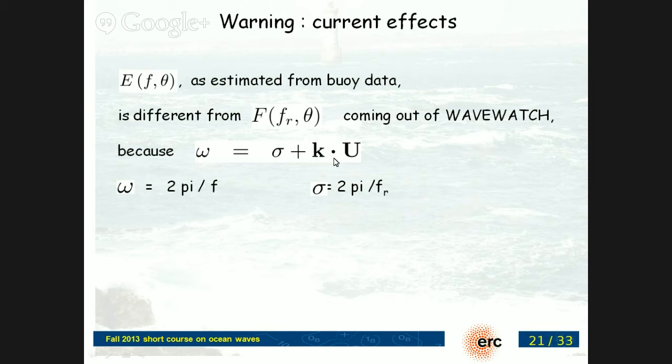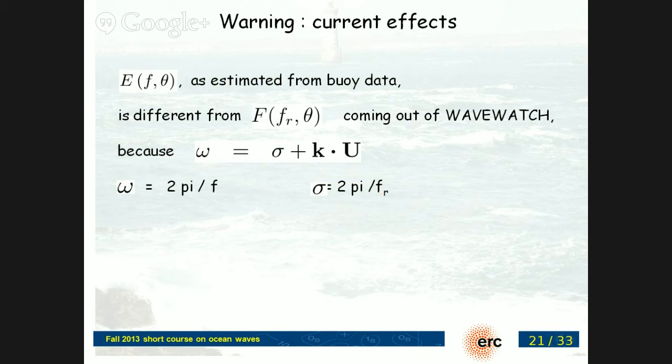And typically in WaveWatch, we will be solving the wave spectrum, but the wave spectrum will be in a frequency fr, the relative frequency. So fr corresponds to sigma. So sigma is 2 pi times fr. But if you're working with a buoy or with a pressure gauge, you're actually measuring the frequency, which is this one. So if you work in an area with strong currents, or you're working at high frequencies, you really have to be careful about this.